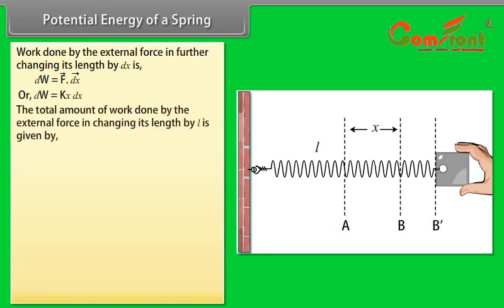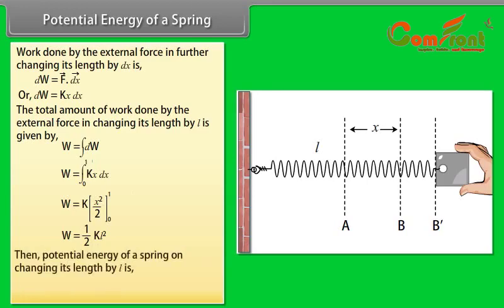Now, the total amount of work done by the external force in changing its length by L is given by W is equal to integration of dW. By calculating it, we get W is equal to 1 upon 2 kL square. Then, potential energy of a spring on changing its length by L is potential energy is equal to W. Potential energy is equal to half kL square.